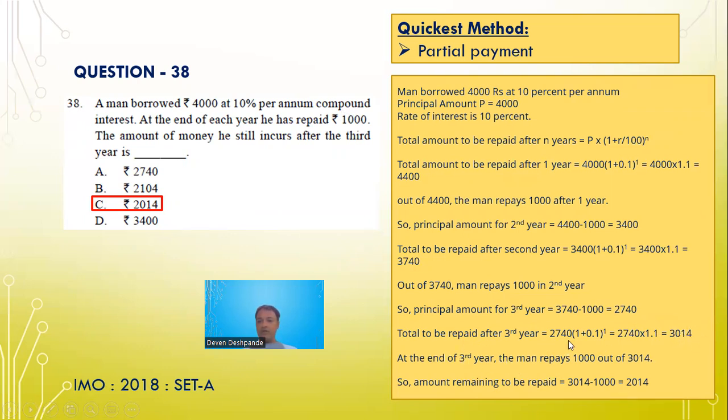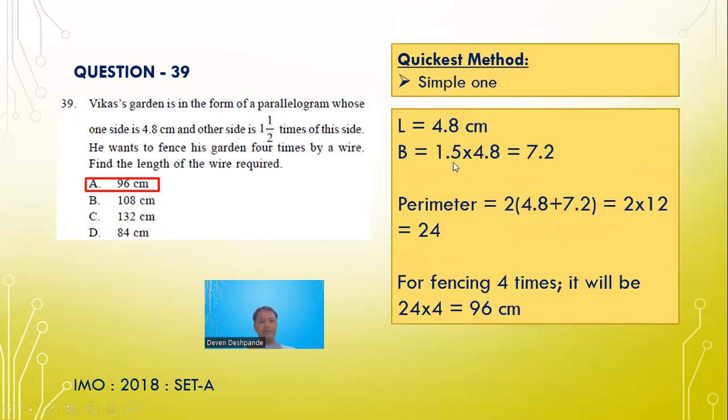So at the end of third year, the man was supposed to repay 3,014, but he only repaid 1,000. So how much is the amount remaining? 3,014 minus 1,000, which is 2,014. So the amount that remains is 2,014 at the end of the third year. Very good question. So practice, practice, and practice.